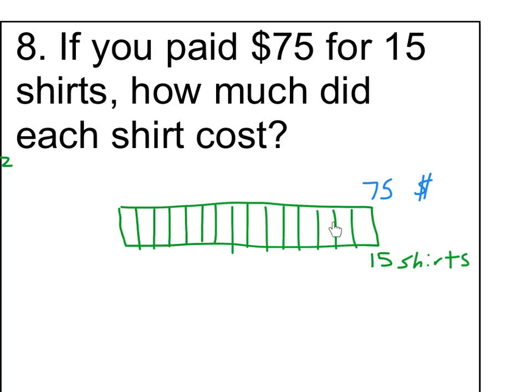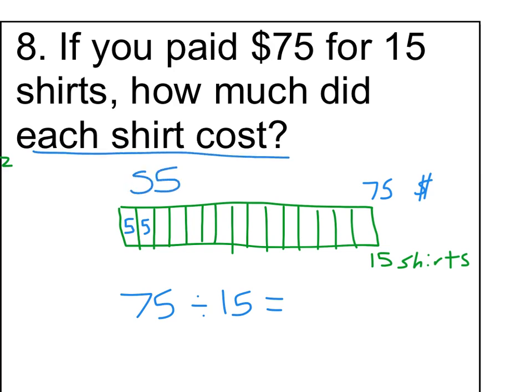And since each one is equal, aren't we just taking our 75 and dividing it amongst the 15? And so 75 divided by 15 is our number sentence here. So how many 15s can go in there? Remember, we go time. 4 15s is 60. So one more would be 75. So each one has to be 5. Right? So $75 for 15 shirts means each shirt costs $5.